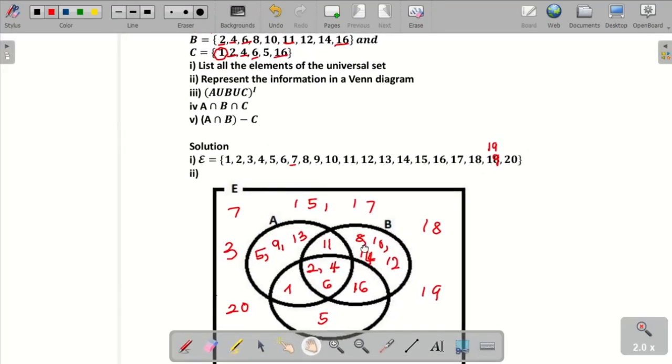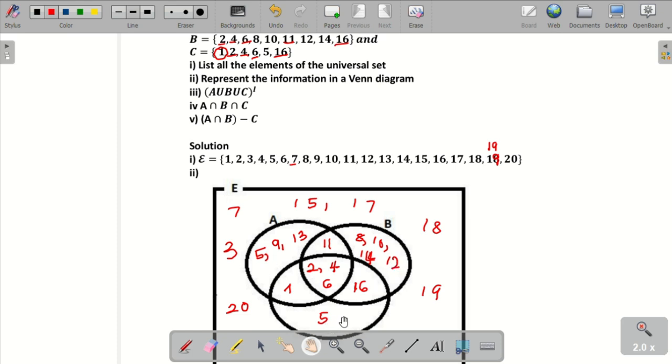Okay. Now what next is this? They say we should find (A union B union C) complement. Now what do you understand by the complement of a set? The complement of a set is simply a set of members that are in the universal set, but they are not present in A union B union C. A union B union C simply means all the elements present in A, B, and C.